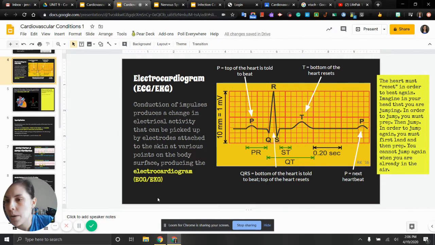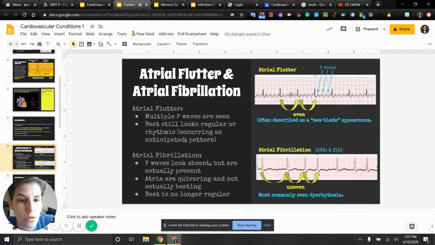Okay. So with this one, we're seeing 1, 2, 3, 3.5, because there's a little blip right before your QRS spike there. So you're seeing about 3 P waves for every QRS. Not normal. Okay, so this is what we consider atrial flutter. It's often described as a saw-bladed appearance, so it looks like a saw blade.